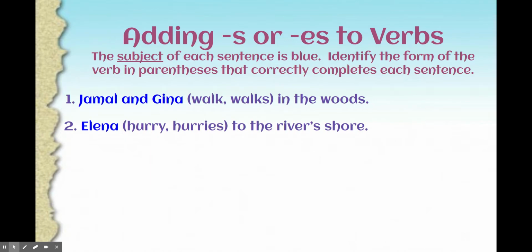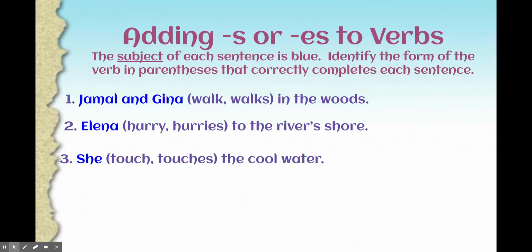Elena hurry or hurries to the river's shore. You should have chosen hurries. Elena is the singular subject, so we add the es. To hurry, it ended in y, and we change it to i and add es. She touch or touches the cool water. So we know that she is singular, so we're going to add the es to make touches. She touches the cool water.